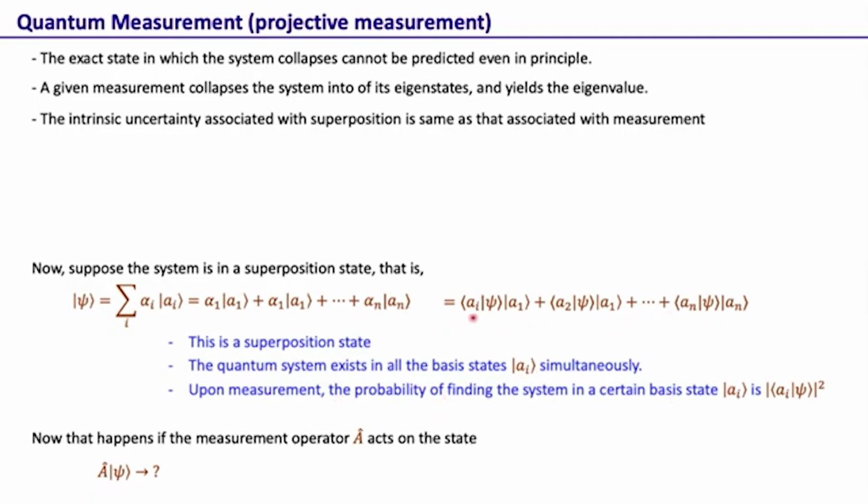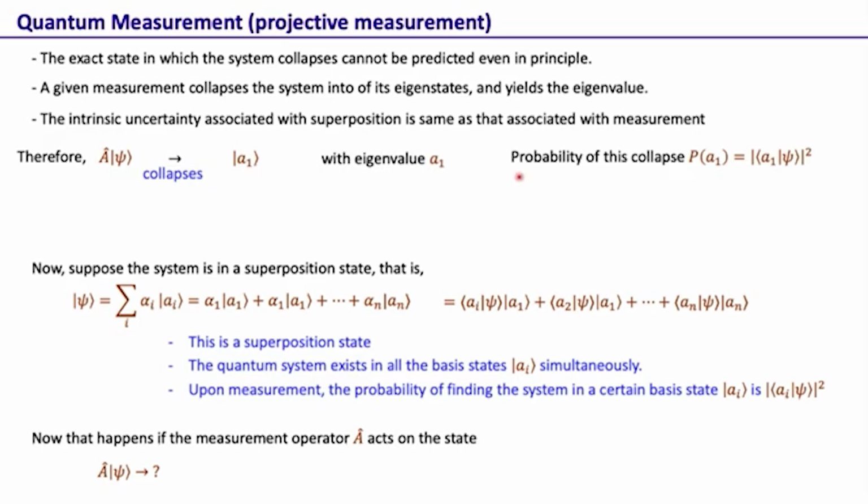So that intrinsic uncertainty that we see with measurement is the same that we have in the case of superposition. Okay, so now if we act this measurement operator on the state, the system sometimes collapses into this state A1 and gives out a value, the eigenvalue A1. And the probability that this collapse actually happens is |<A1|psi>|^2, that is the projection, and this is the same probability that we get as to what would be the state in this superposition.